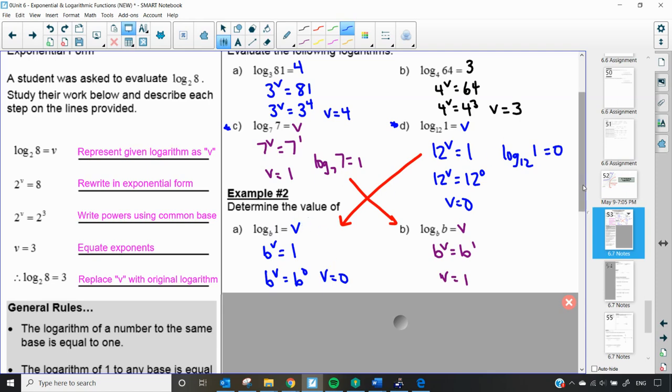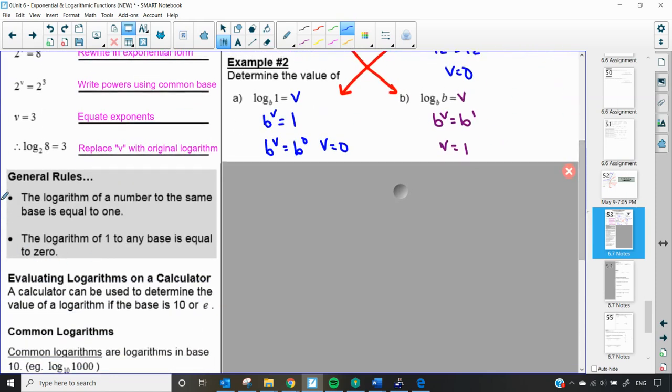So these are actually two general rules that we use quite frequently, and they state that the logarithm of a number, or another way to say that is argument, to the same base.